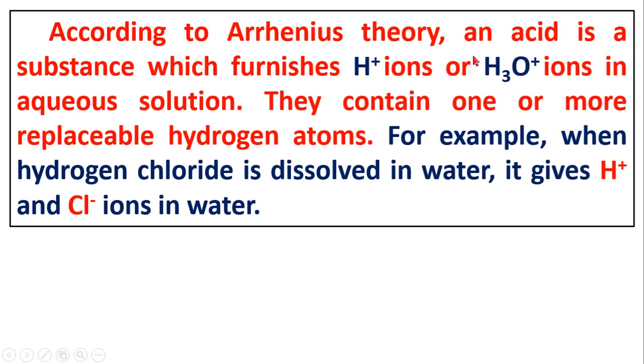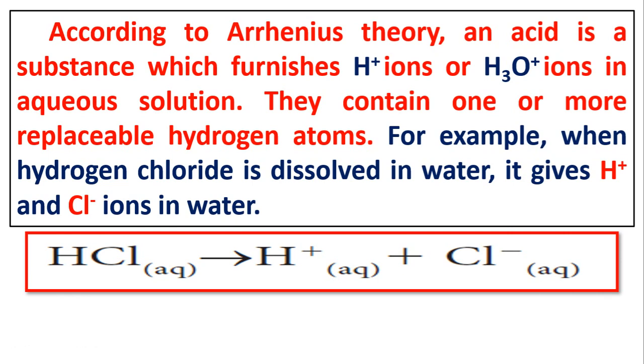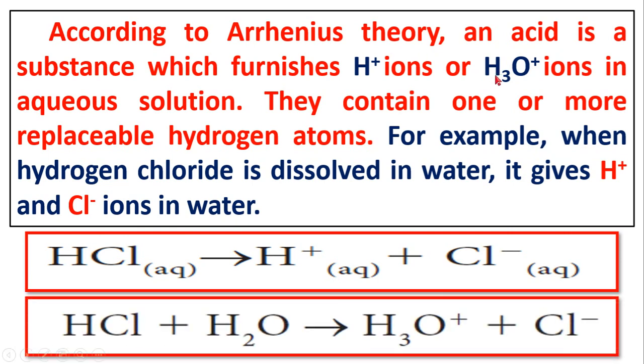According to Arrhenius theory, an acid is a substance, such as hydrochloric acid, nitric acid or sulfuric acid, which furnishes H plus ion, hydrogen ion, or H3O plus ion, hydronium ion, in aqueous solution. They contain one or more replaceable hydrogen atoms. For example, when hydrogen chloride is dissolved in water, HCl gives H plus and Cl minus ions in water.